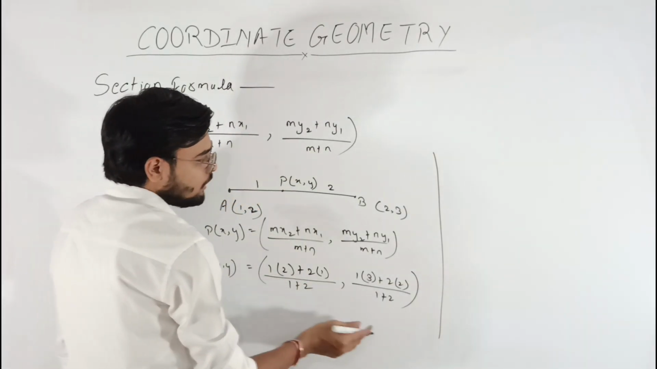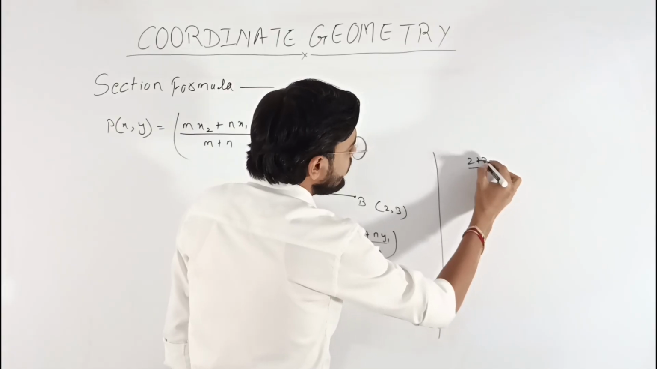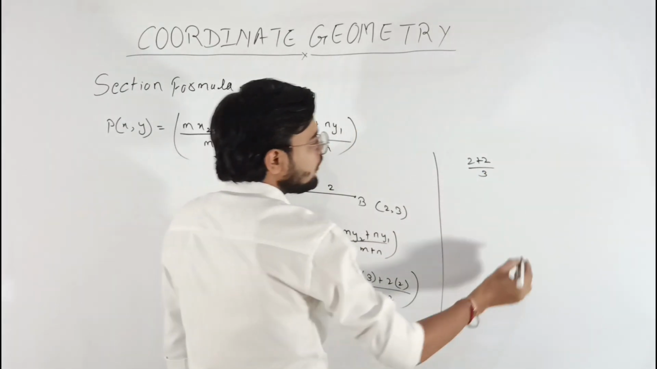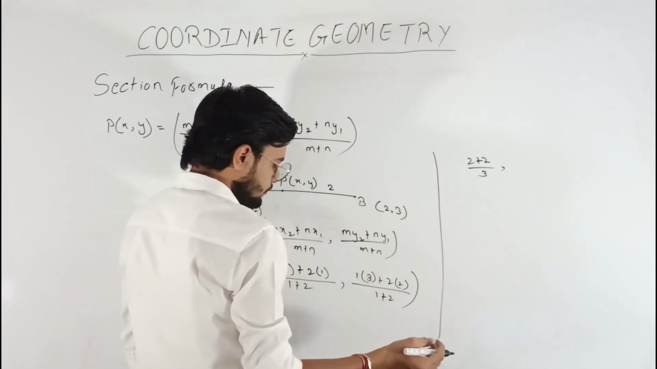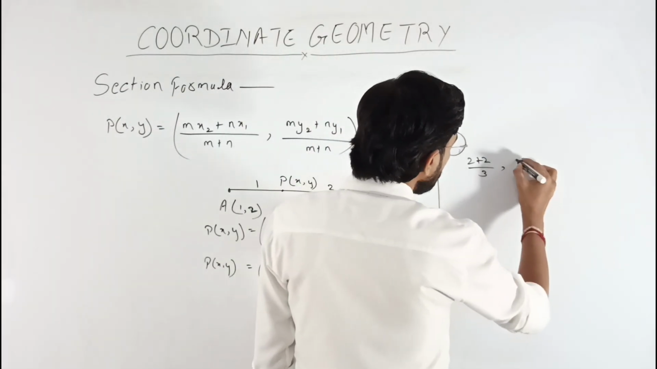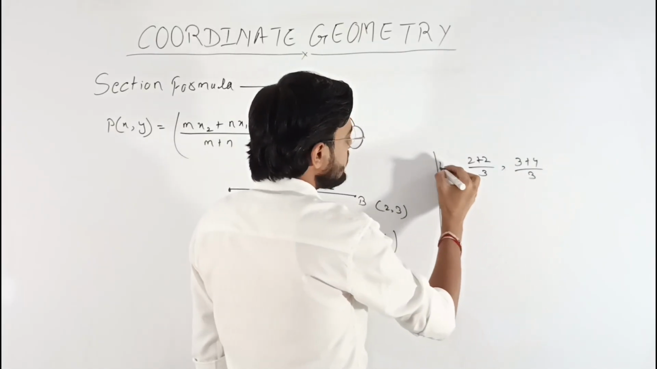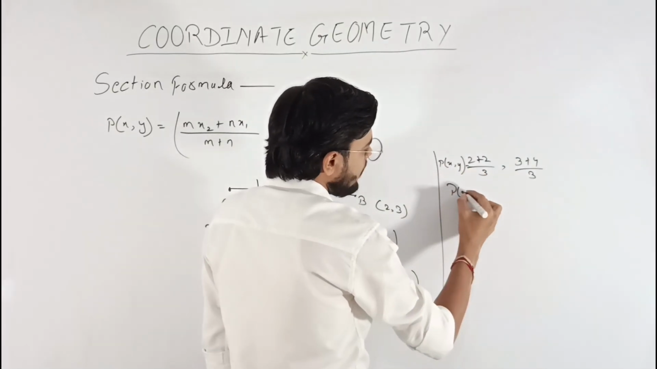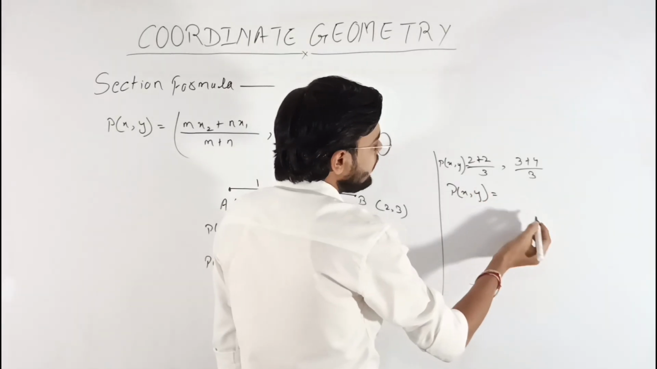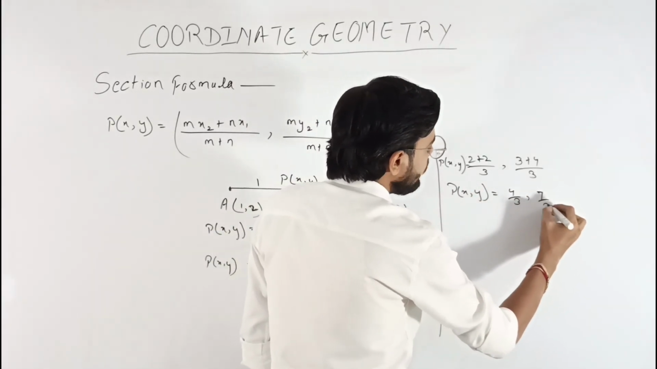2 1 2, 2 1 2. So this is 2 plus 2 upon 3. This is 1 plus 2 is 3. Okay, now y coordinate 3 1 3 and 2 4s are 8, so 3 plus 4 upon 3. This is P xy. Now P xy is equal to what? 2 plus 2 is 4 upon 3 and 3 plus 4 is 7 upon 3.